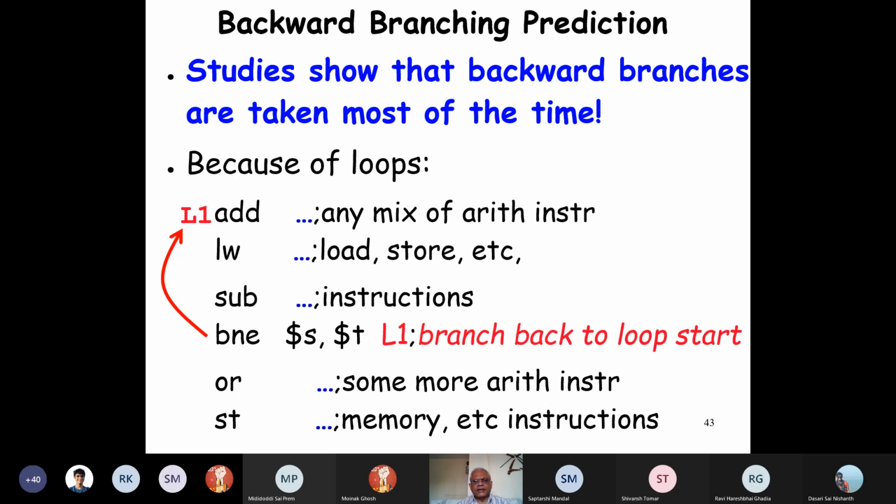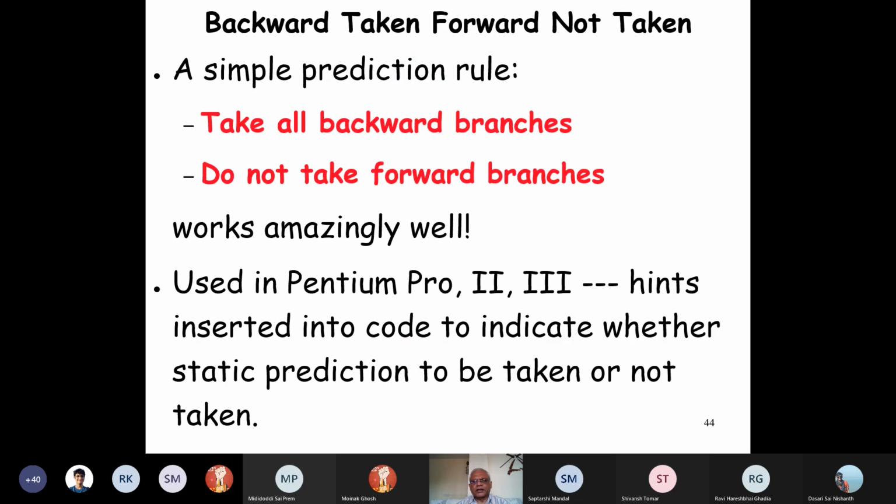Whenever we have a backward branch, it is most of the time taken. Can we use this simple analysis that all backward branches are predicted to be taken? That is easily known. And the forward branches are not taken. This approach was used in later processors in the late 90s, like the Pentium Pro: a static predictor, backward taken, forward not taken.